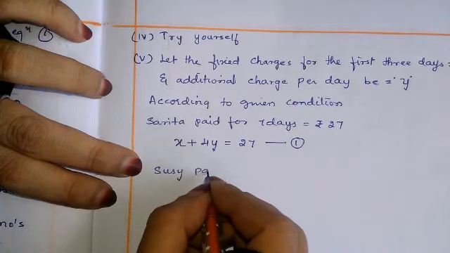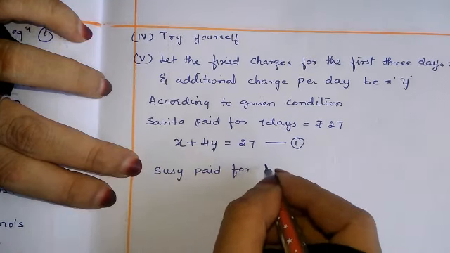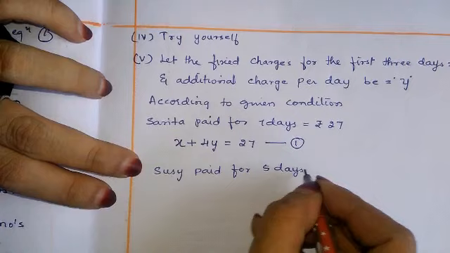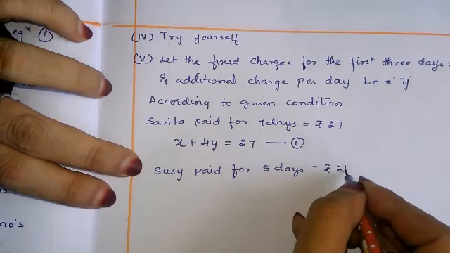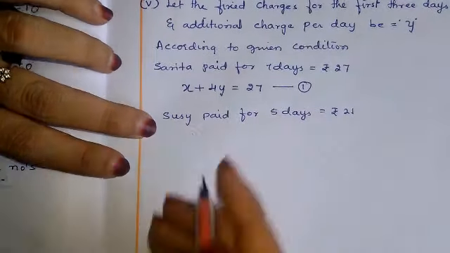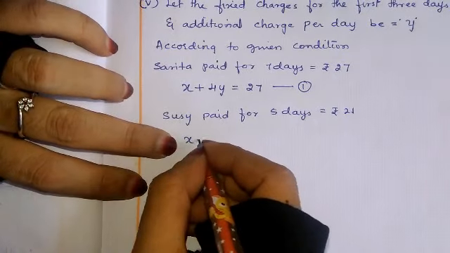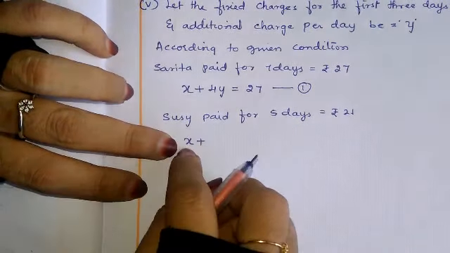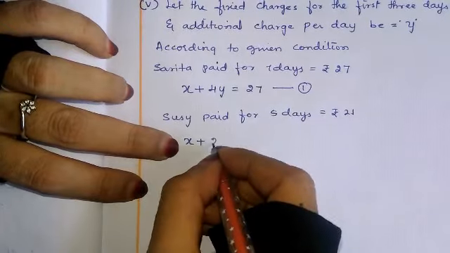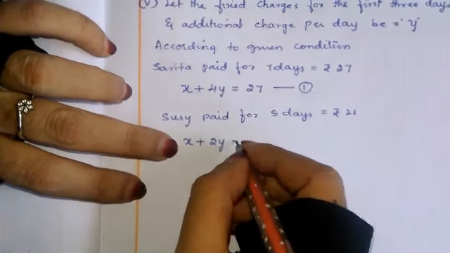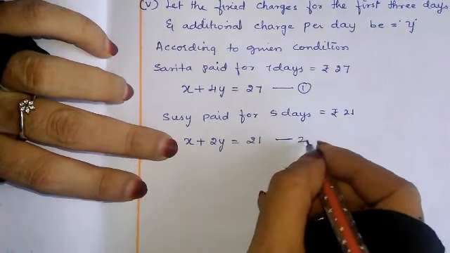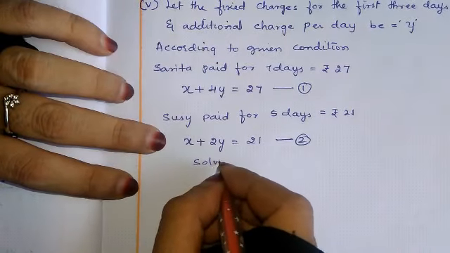Now let us see. Susie paid for 5 days rupees 21. We know the fixed charge is x for 3 days. If 5 days, then 3 days x. How many days remain? 2 days, 2y additional days, is 21. Equation 2. Solving 1 and 2.